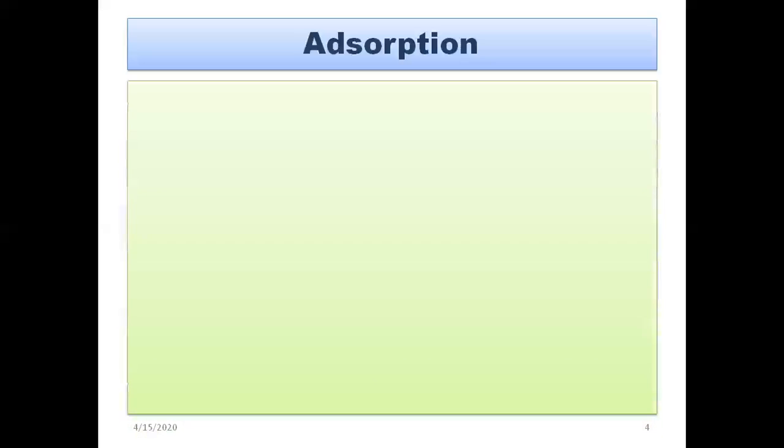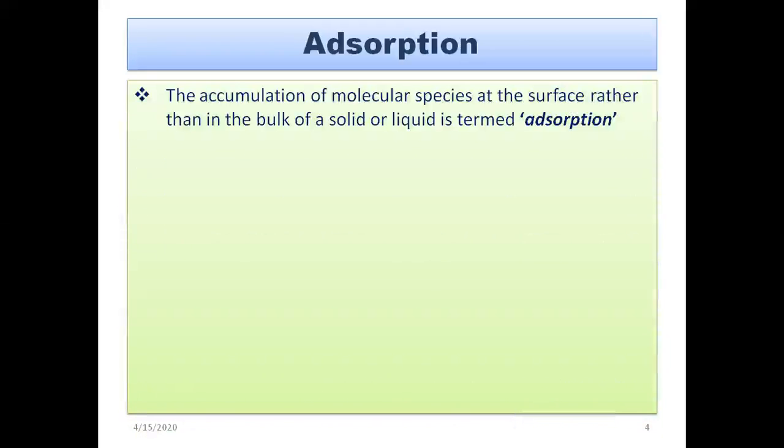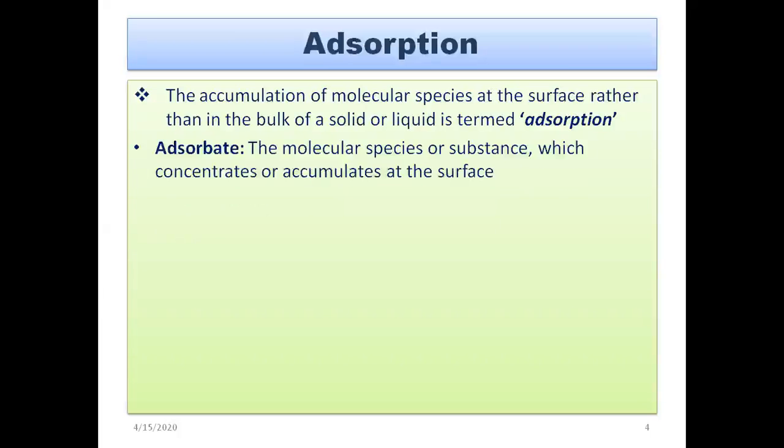The next one is, what does adsorption mean? Adsorption is the accumulation of molecular species at the surface rather than in the bulk of a solid or liquid. Here you have to learn two things. To remember, in solutions we have the major proportion solvent and the minor proportion solute. Similarly, here we observe the adsorbate, the minor proportion, the molecular species or substance which concentrates or accumulates at the surface. That we call the adsorbate.